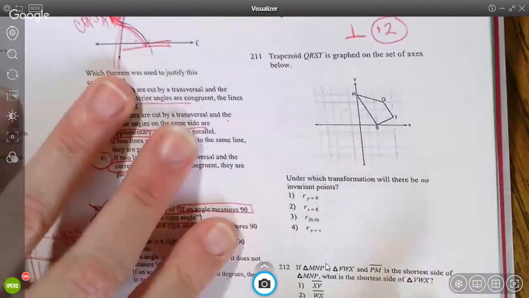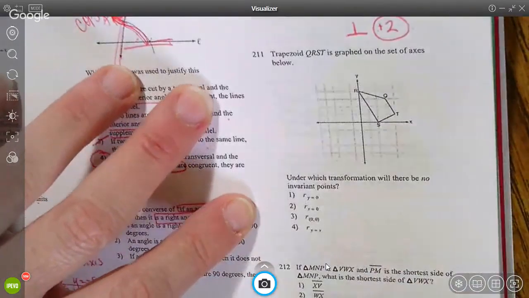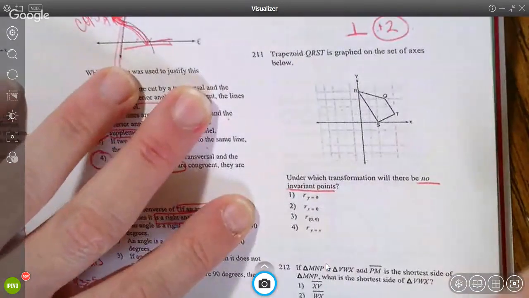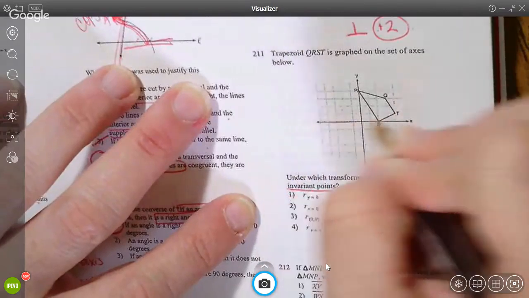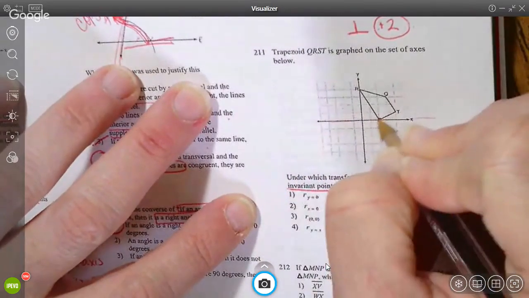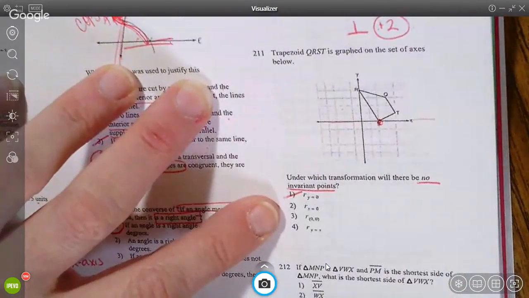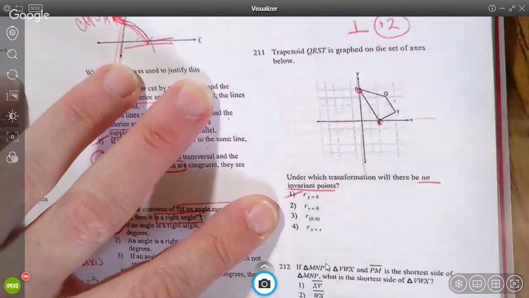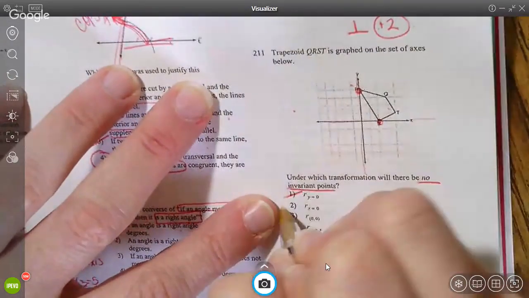21. Trapezoid QRST is graphed on the set of axes below. Which transformation will have no invariant points? Again, I don't think you're going to get this. We have a reflection on y equals 0. Well, this is y equals 0. S would be the invariant point, so it's not choice 1. A reflection on x equals 0 would be this line right here. R would be the invariant point, because if we reflected it over, R would stay in the same place, so it's not 2.